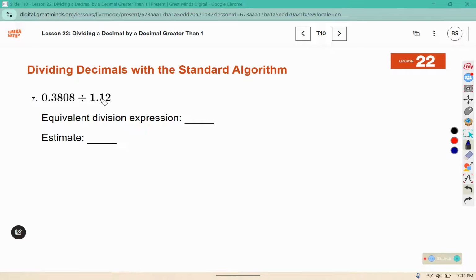For this one, we need to move the decimal 2 spots to get the divisor to turn into a whole number. We need to move this one 2 spots as well. Our equivalent expression now says 38.08 divided by 112.